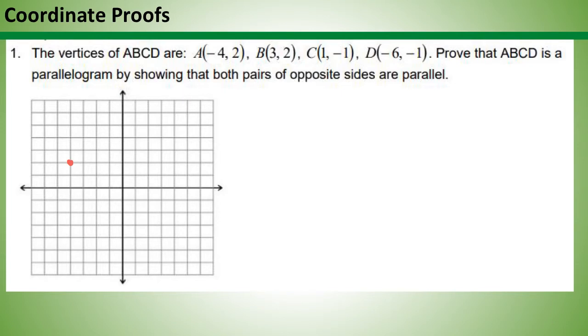So we have point A at -4, 2. Point B at 3, 2. Point C at 1, -1. And then D at -6, -1. Okay, so connect these dots and we get this.